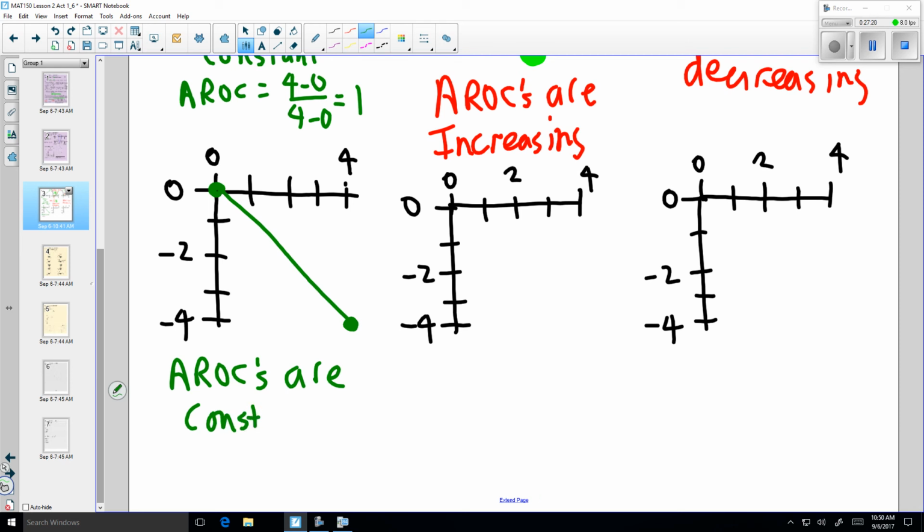In this case, if we did the computation, it would be -4 minus 0 over 4 minus 0, and that's -1. But the important thing for linear decrease is that the AROCs are constant. So now our goal is still for -4 here.